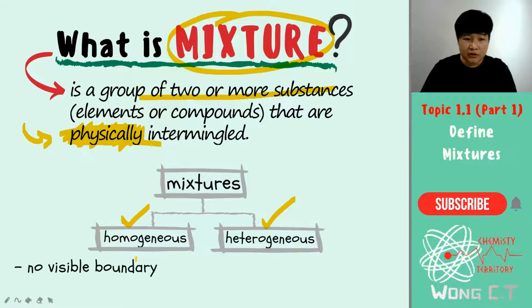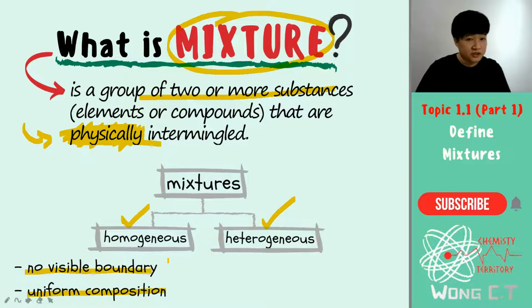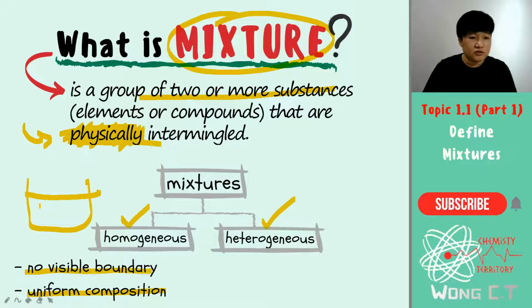The main difference in homogeneous is there will be no visible boundary and it will form a uniform composition. So homogeneous is quite simple and straightforward when you have, like, salt water. When you have salt water, the salt dissolves in the water and you cannot differentiate which one is water, which one is salt. So that is your no visible boundary, okay?